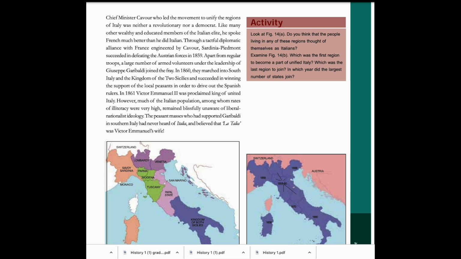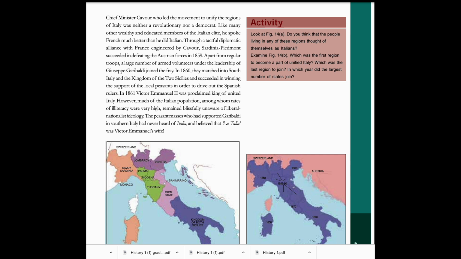Through a tactful diplomatic alliance with France, engineered by Cavour, Sardinia Piedmont succeeded in defeating the Austrian forces in 1859. Apart from regular troops, a large number of armed volunteers under the leadership of Giuseppe Garibaldi joined the fray. In 1860, they marched into South Italy and the Kingdom of the Two Sicilies and succeeded in winning the support of the local peasants in order to drive out the Spanish rulers. In 1861, Victor Emmanuel II was proclaimed King of United Italy.